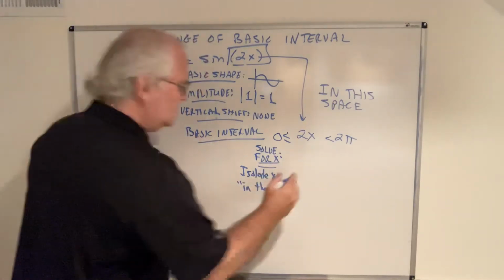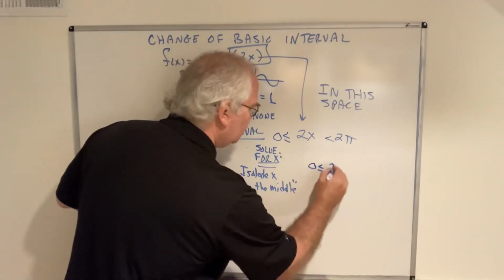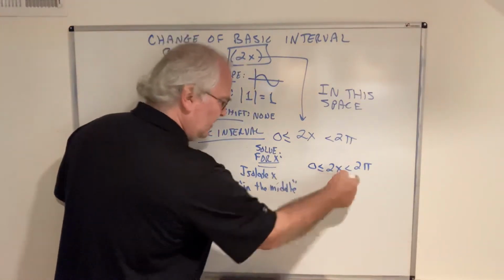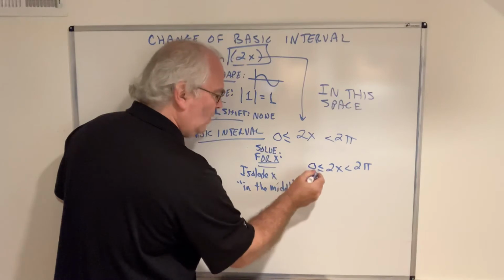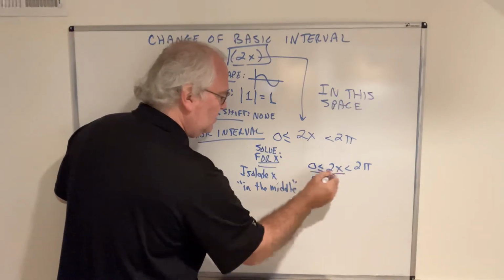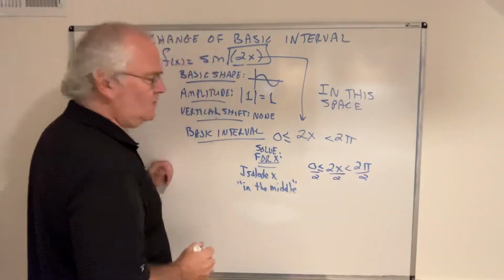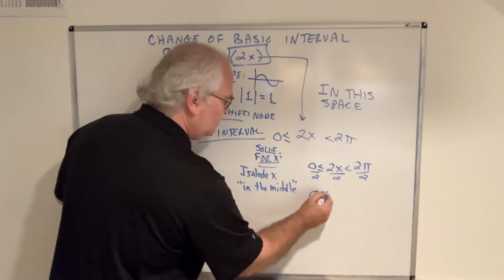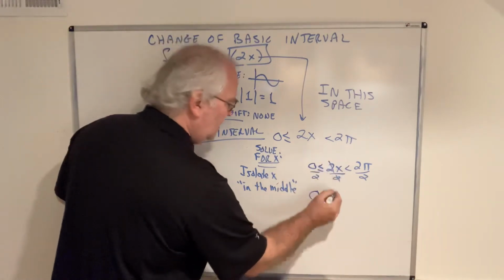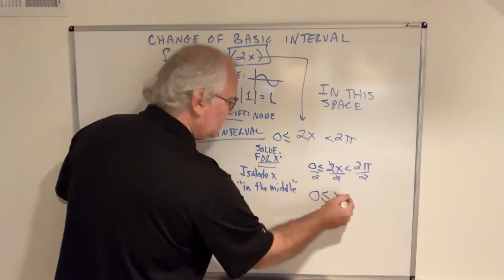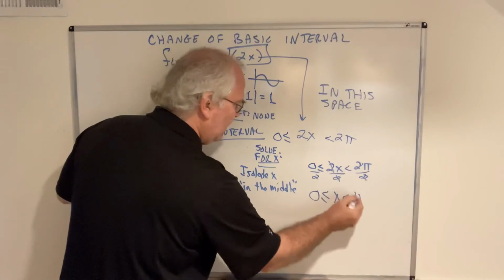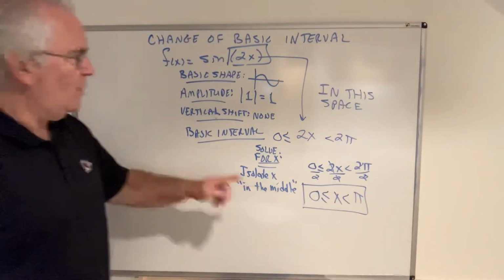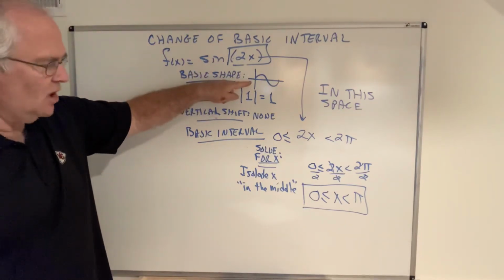And so I'm going to write this here. I'm going to say 0 less than or equal to 2x is less than 2 pi, which means you multiply everything through by 1/2, or we can think of this as divide by 2, divide by 2, divide by 2. 0 divided by 2 is 0, is less than or equal to x is less than, the 2's cancel, pi. This is now the interval over which that graph needs to occur.